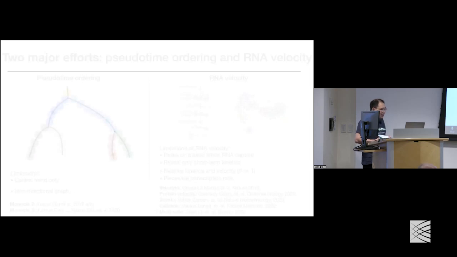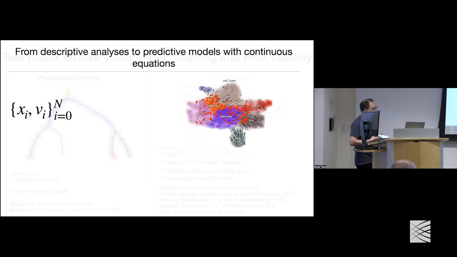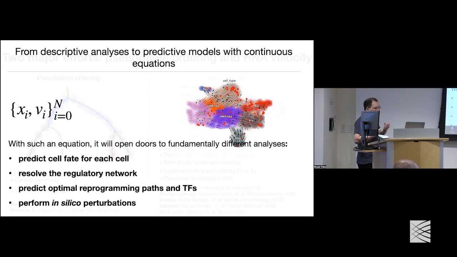A few years ago, when I was thinking hard about this, I realized that in order to solve all these problems and move towards predictive modeling, we would first need to develop novel technologies that improve the RNA velocity measurements. And secondly, we would need to move beyond the discrete, local RNA velocity vectors to a continuous function. It was immediately clear to me that once I have such an equation, I can use it to predict the cell fate of each individual cell. And then we can also use it to resolve the underlying gene regulatory network, and even make non-trivial predictions, like predicting the optimal transcription factors required for reprogramming, as well as making in silico perturbation predictions.